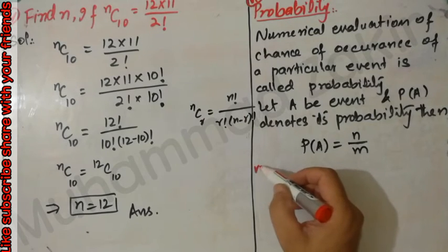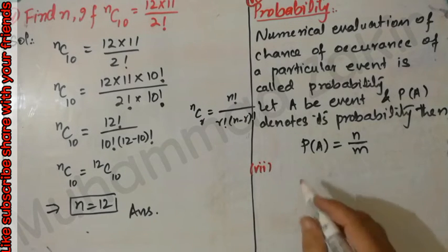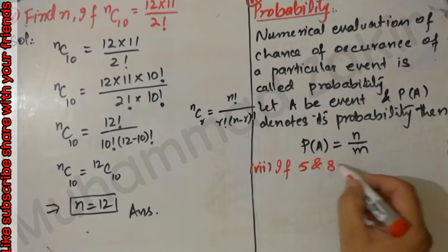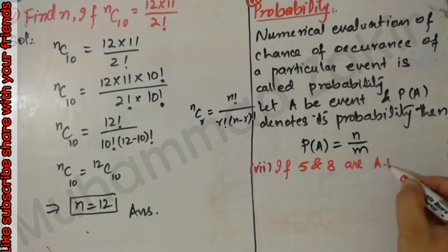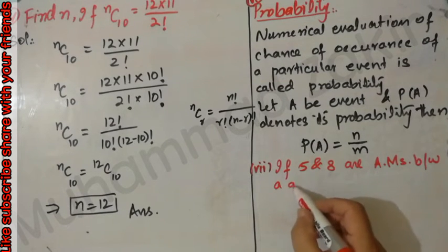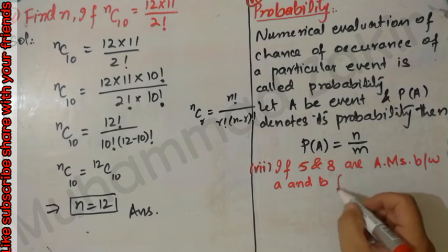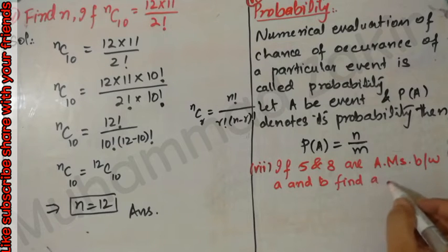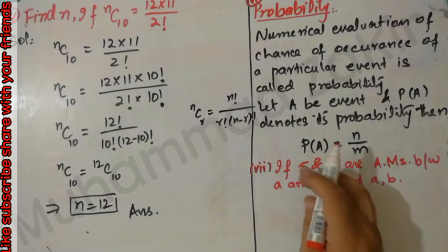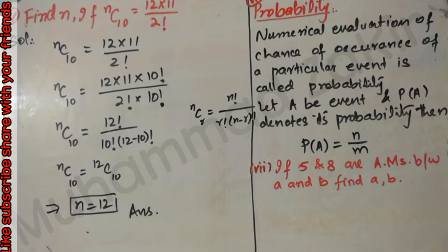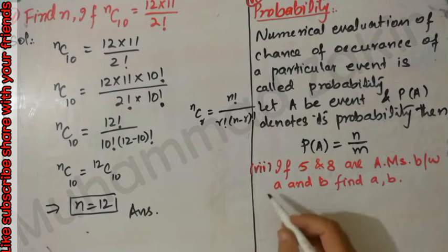Number 7. What is number 7? If 5 and 8 are arithmetic means between A and B, then find AB. Find AB. So how can we find them? It is easy. Let us begin.